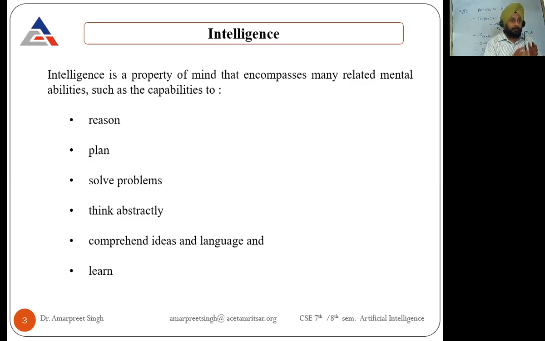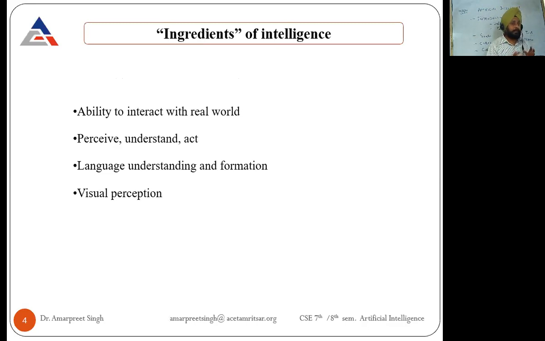So what is intelligence? The term which I use on the whiteboard also, intelligence. First of all, I am going through what is intelligence, then we will move to the term artificial intelligence. So these are the abilities our brain, our mind, encompasses. Next. So what are the ingredients of intelligence? The ingredients of intelligence are the ability to interact with the real world, the world around us, the environment around us.